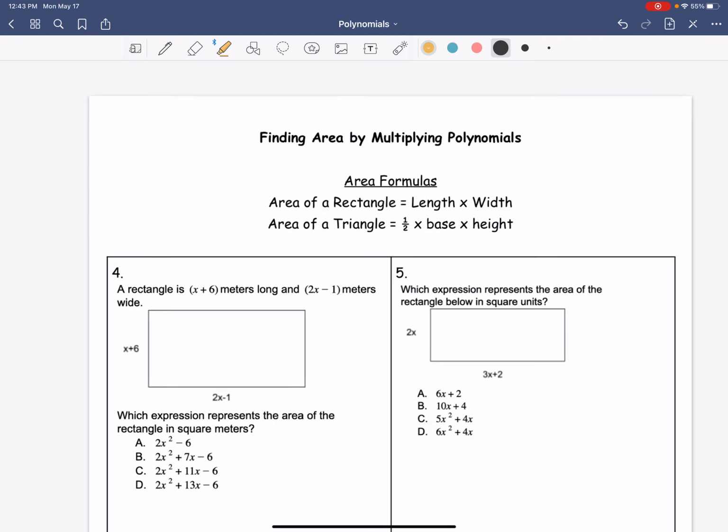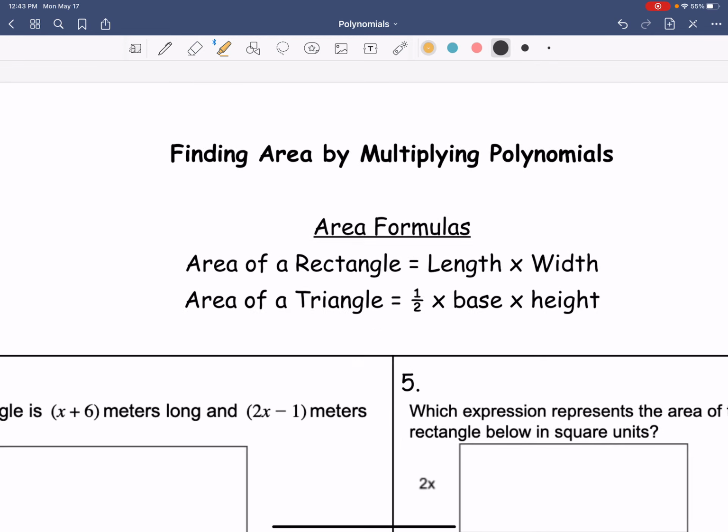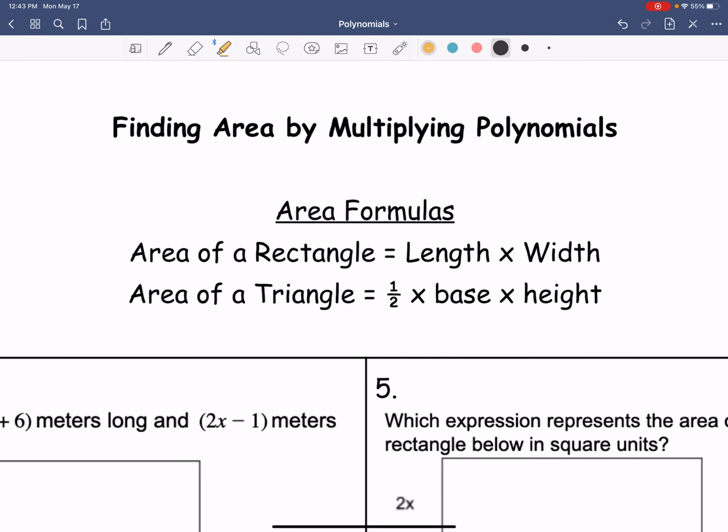Now we're going to use multiplying polynomials to help us find area of different shapes. We're only going to focus on rectangles and triangles because that's what we've talked about so far. We know that the area of a rectangle is length times width, and we know the area of a triangle is 1/2 times the base times the height.